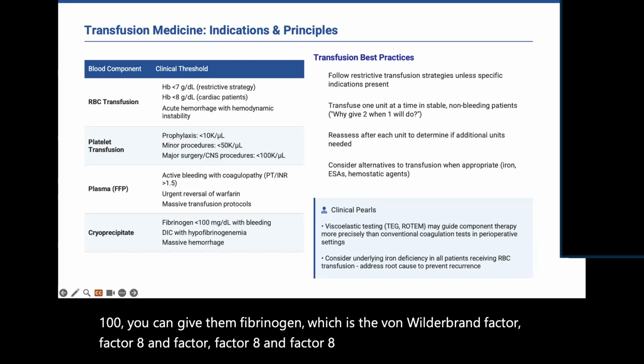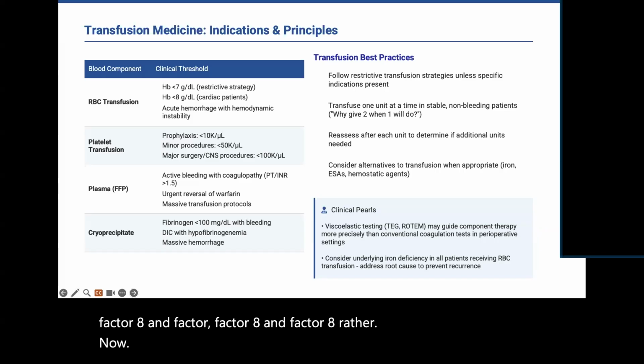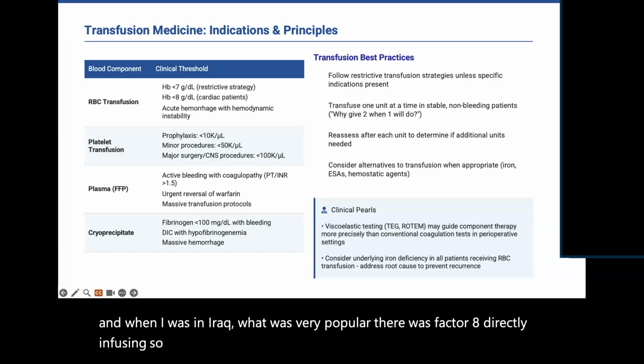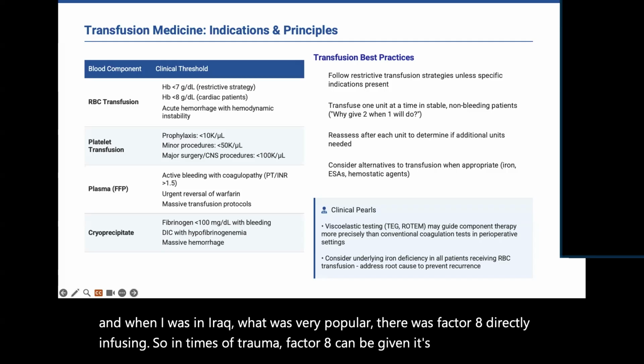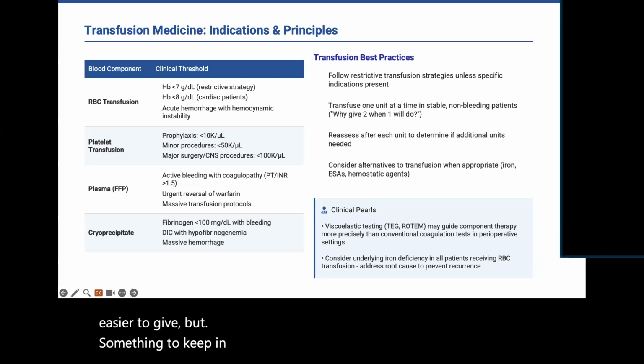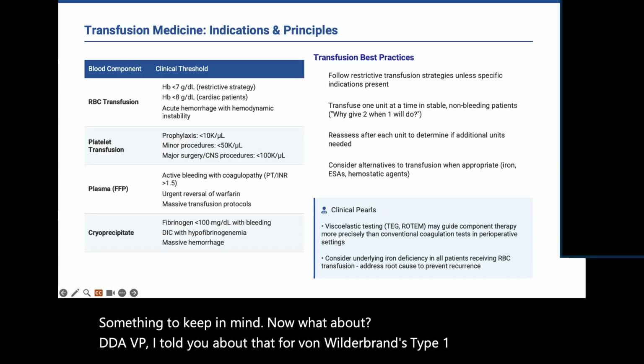Now, separate from this, what's gotten very popular in the war zone and trauma, and when I was in Iraq, what was very popular there was factor 8 directly infusing. So in times of trauma, factor 8 can be given. It's expensive, it's easier to give, but something to keep in mind. Now, what about DDAVP? I told you about that for von Willebrand's type 1 in mild cases.